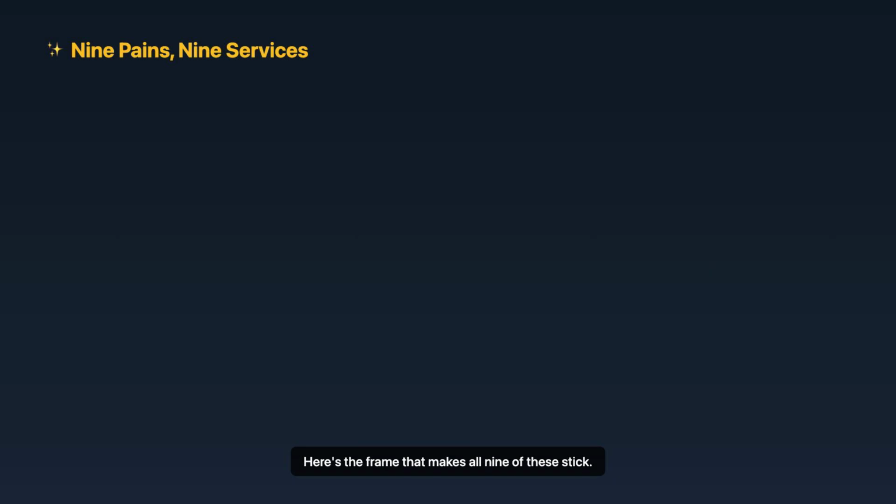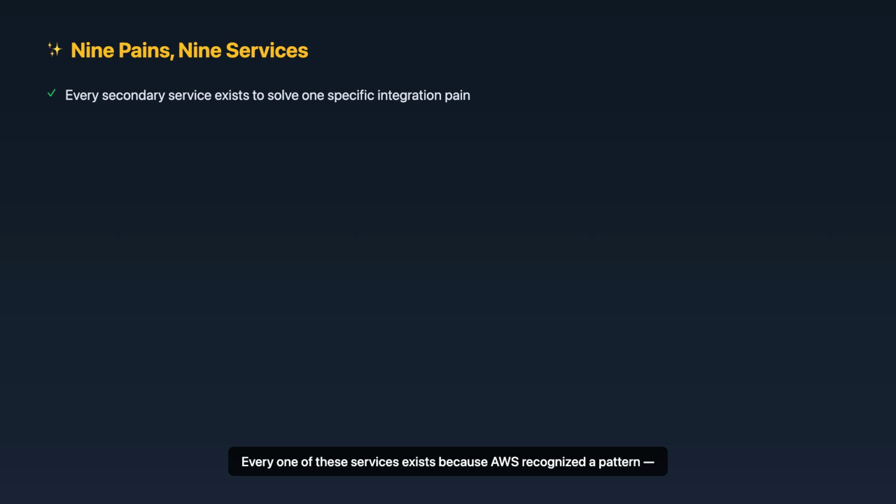Here's the frame that makes all 9 of these stick. Every one of these services exists because Amazon Web Services recognized a pattern, a recurring integration pain point, and turned it into a managed product. SaaS data trapped in a silo became AppFlow. Partners needing SFTP became Transfer Family. Older logs costing too much to keep hot became UltraWarm. When you see that pain described in a scenario, the service name is the answer.